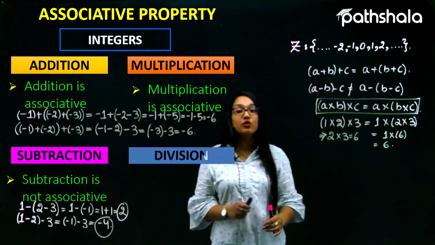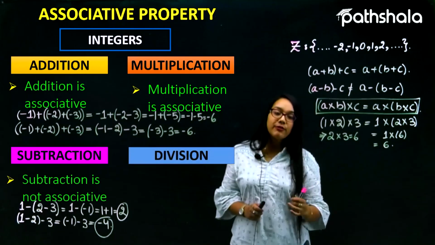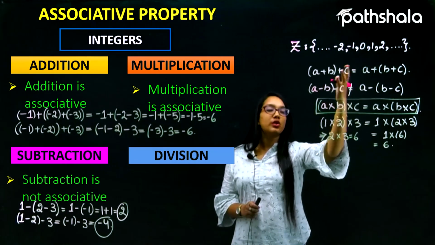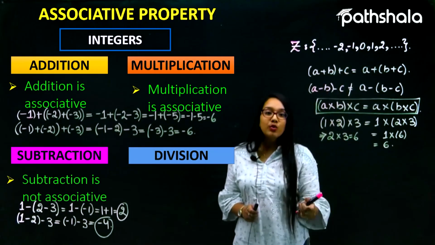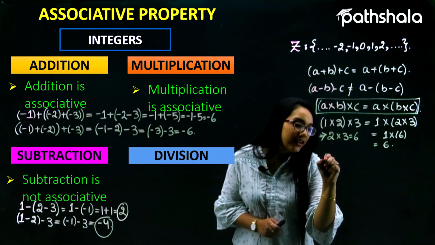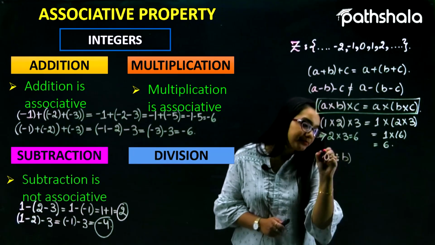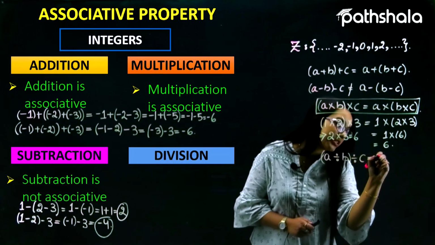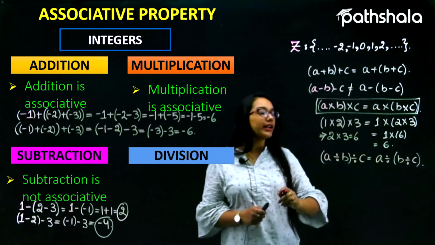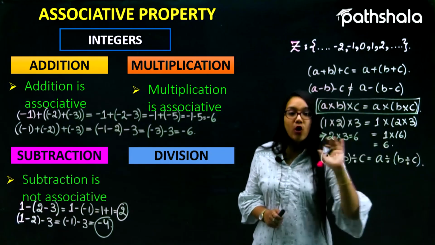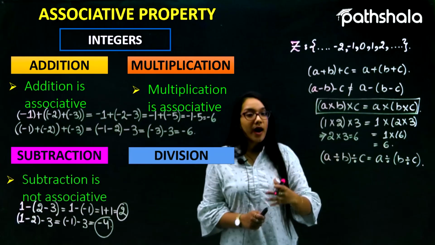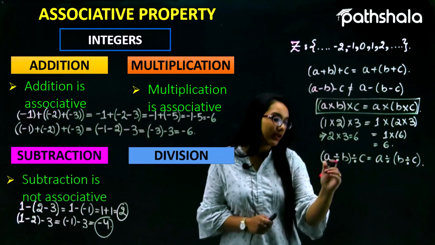So let's just move on further towards division. Let's take again any three numbers out of the collection of integers. Let us suppose I am taking 1, 2 and 3. We have to prove that A divided by B divided by C should be equal to A divided by B divided by C. We have to show that this condition holds for division to be associative in nature.